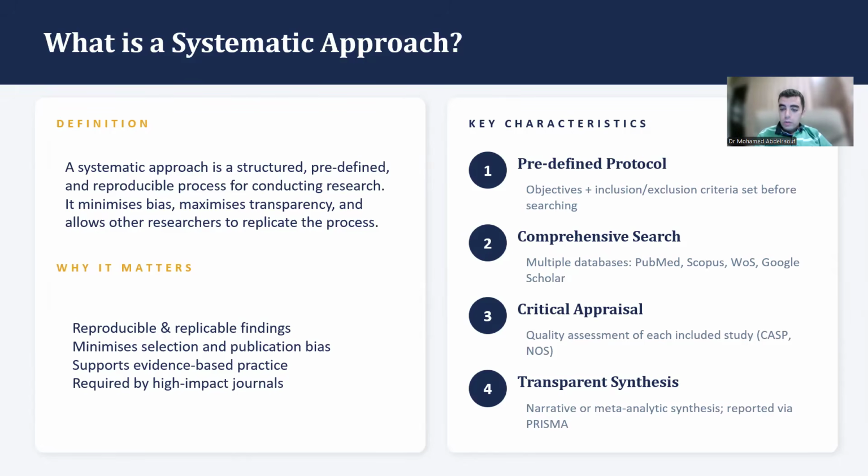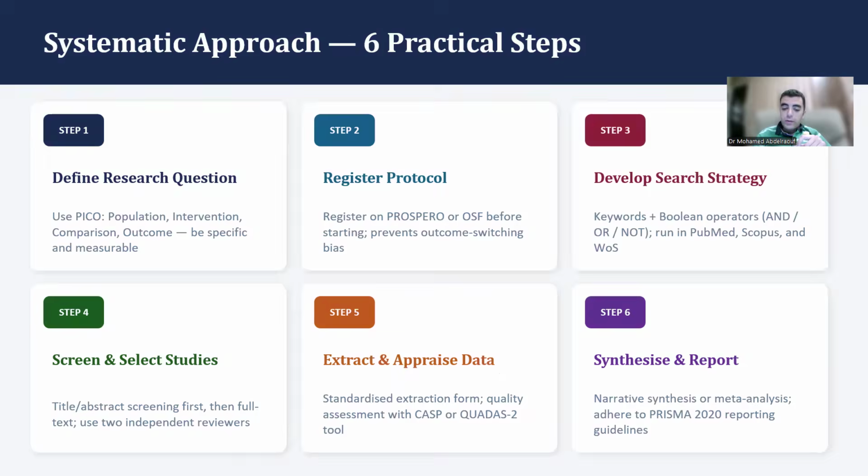In addition, with a predefined protocol, we learn how to choose the objectives of the study, and what we include or exclude before searching. For the comprehensive search, we can find these research papers from very important databases such as PubMed, Scopus, Web of Science, and Google Scholar. But the most important one that I like to use as a search engine is Scopus. It's also good for quality assessment of each included study. Transparent synthesis, narrative or meta-analytic, is reported via PRISMA.